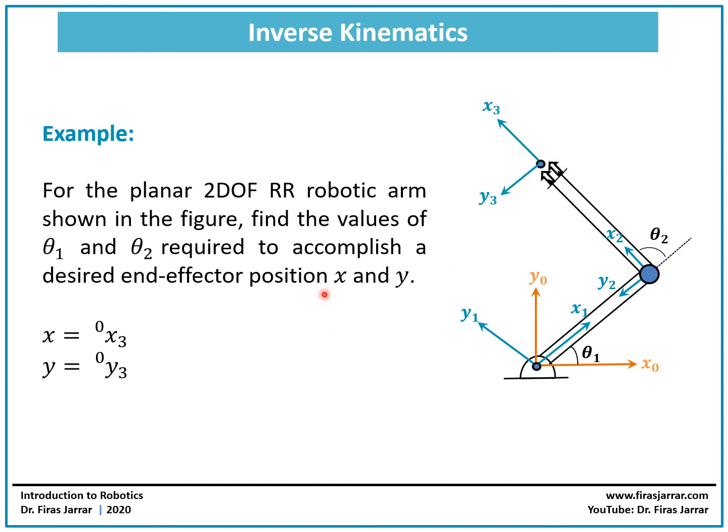And when we say x and y, in reality what we really mean is x3, which is the x position of the origin of frame 3 with respect to the base frame, the 0 frame, and the same thing for the y, which is the y coordinate of the origin of frame 3 with respect to the base frame.